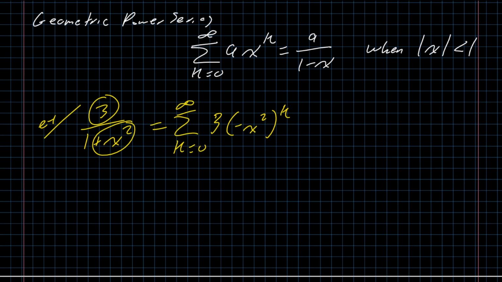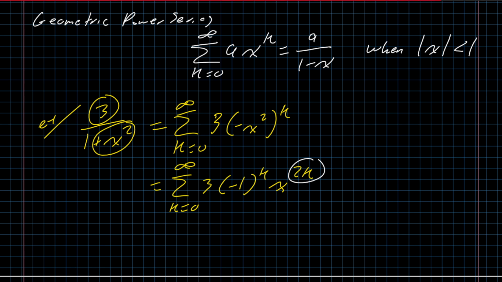We might choose to rewrite this, clean things up a little bit. The sum, k goes from 0 to infinity of 3 times minus 1 to the k times x to the 2k, just using some properties of exponents to get rid of those parentheses. And sure, it looks a little bit weird to have x to the 2k instead of x to the k, but that is still perfectly valid. If we expand this out, it is still a polynomial. We're just skipping a bunch of terms.